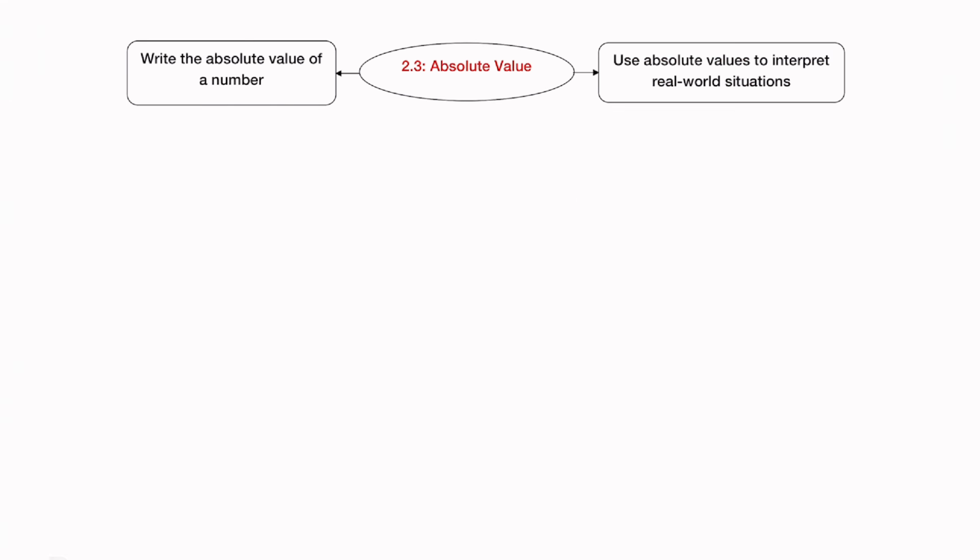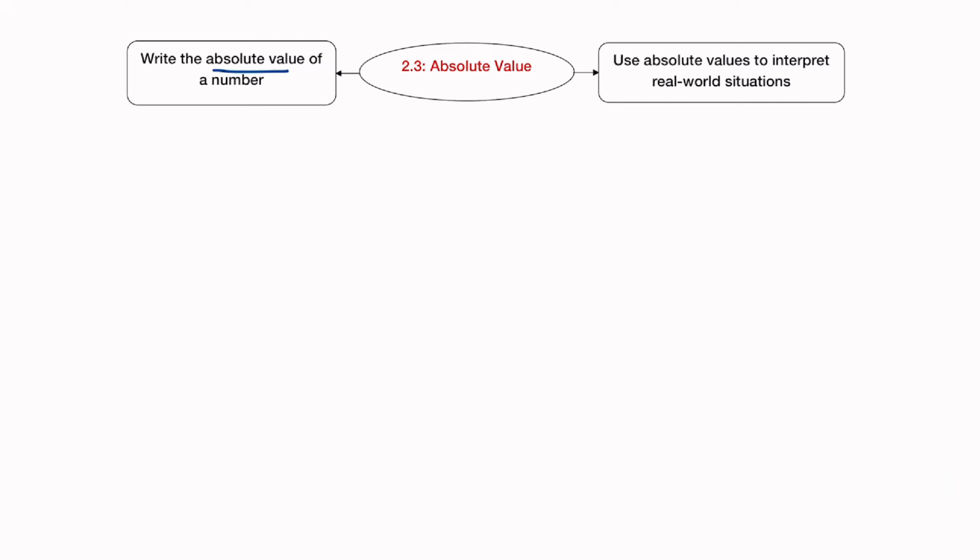In this chapter, you have two things to understand. Write the absolute value of a number. First, let's understand how do we write an absolute value of a number? What is an absolute value for that matter? Absolute value is defined as the distance from zero on a number line.